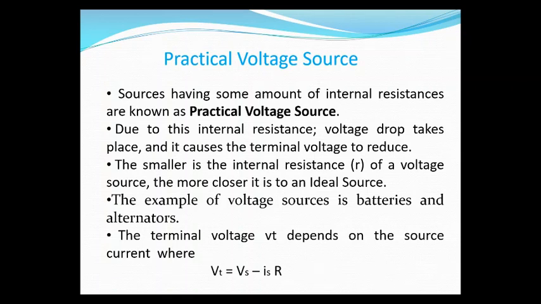The terminal voltage Vt depends upon the source current, that is Vt is equal to Vs minus Is into R, where Vt is the terminal voltage, Vs is the source voltage, Is is the source current and R is the internal resistance of the energy source, voltage source.